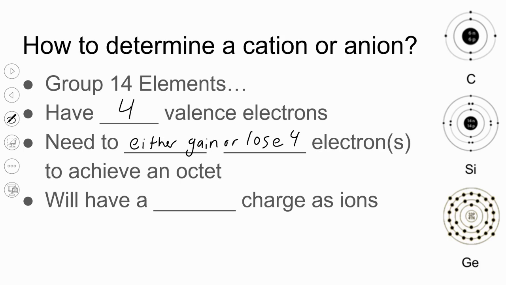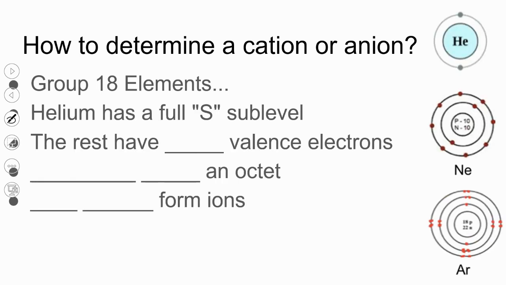And so if they gain electrons, they'll be minus 4. If they lose electrons, they're going to be plus 4. They're kind of in the middle. Generally, this group doesn't gain or lose that many electrons. They don't usually do this. But if they become a cation or anion, they could be either plus 4 or minus 4, based on the octet rule.